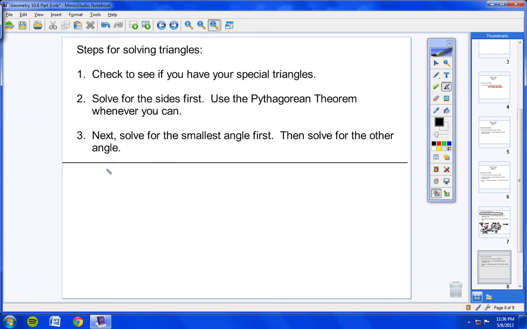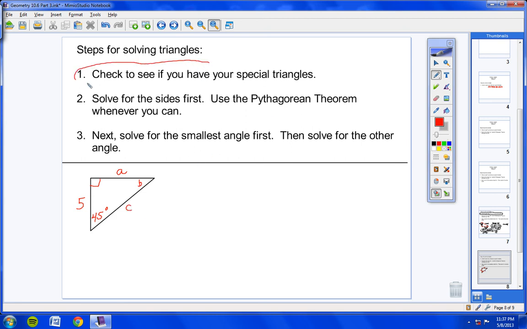And let's take a look at a triangle that looks like this. Here we go. Let's put a right angle here. We'll put 45 degrees here. And let's see what else we have. We have a leg right here of 5. We're going to call this side A. We're going to call this angle B. We're going to call this side C.